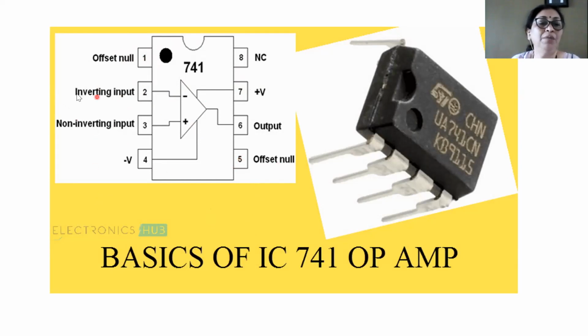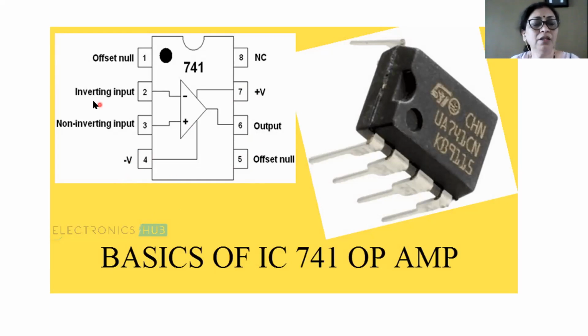Okay, now pin number 2 is inverting input, pin number 3 is non-inverting input, pin number 4 is negative power supply, that is minus VCC. Then pin number 6 is output, pin number 7 is plus VCC, that is positive power supply. Okay, so this is the pin out of IC 741.